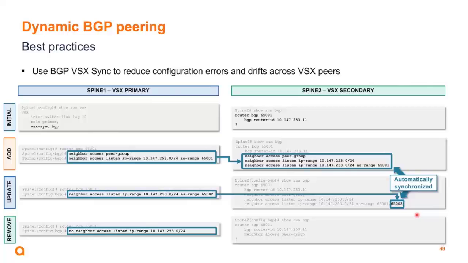Dynamic BGP peering is obviously also supported with VSX sync. So it is always the best practice to use VSX sync when we can, in order to avoid any configuration errors or drift between the VSX peers.